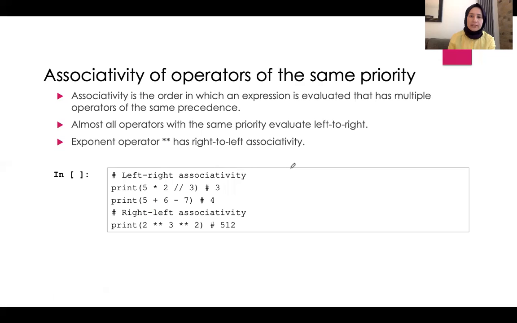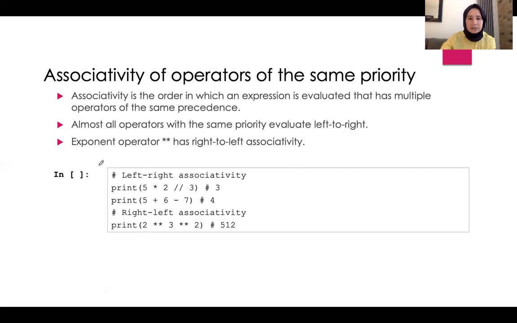Associativity of operators of the same priority. Sometimes, guys, the operators might have the same priority, and in this case we look at the associativity. Associativity is the order in which an expression is evaluated that has multiple operators of the same precedence. Almost all operators with the same priority evaluate from left to right.